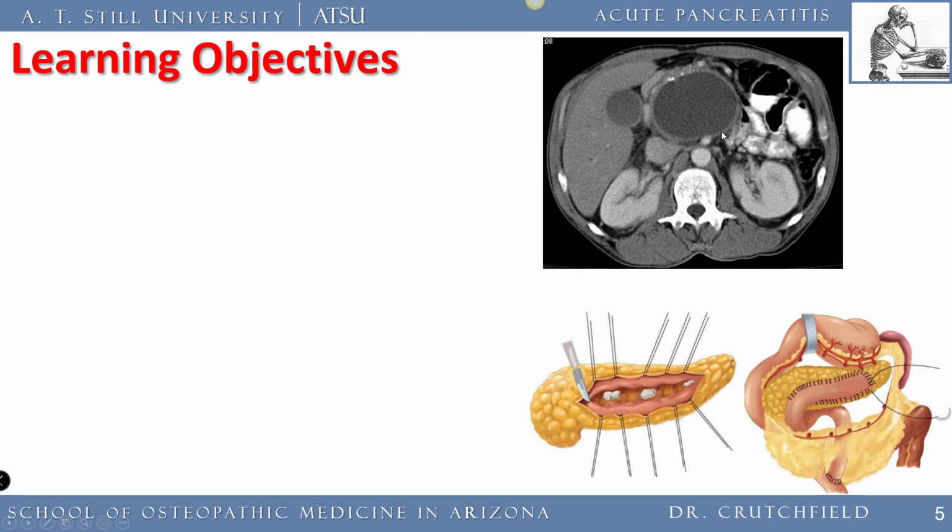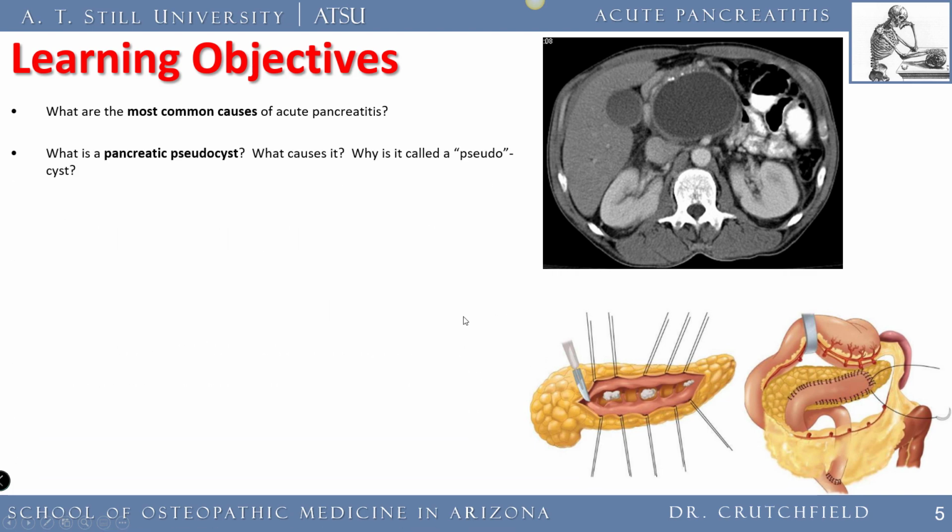They have a big giant pseudocyst in the head of the pancreas. And down here is how we can treat chronic pancreatitis. This is called a Puestow procedure, and we'll get to that later. So what are the most common causes of acute pancreatitis? Number one is probably gallstones.